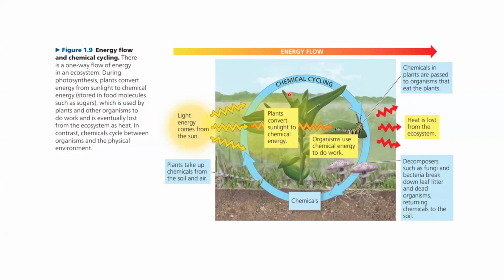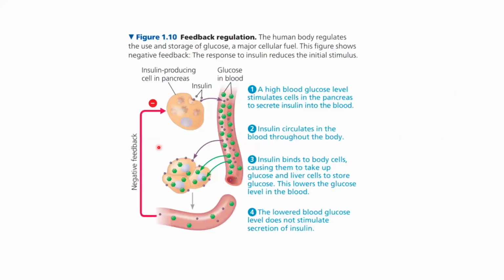But one of the key differences is that plants are able to harness sunlight. We as humans definitely cannot harness sunlight. And then decomposers, such as fungi and bacteria, break down leaf litter and dead organisms, returning chemicals to the soil. So, great questions.